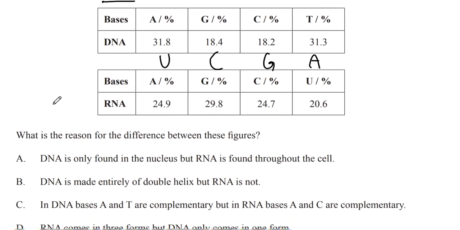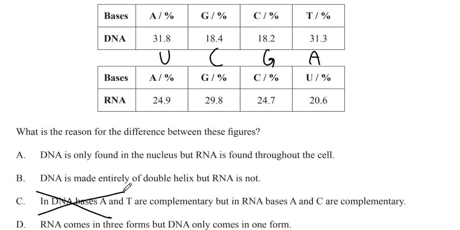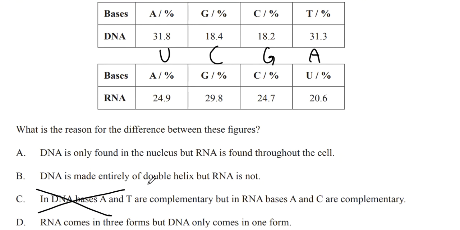So we can already eliminate option C because A and T are complementary, and in RNA, A and U are complementary. DNA is made entirely of a double helix, but RNA is not. Oh well, we'll leave that option for now. DNA is only found in the nucleus, RNA throughout the cell. No, that doesn't really affect why these numbers differ. RNA comes in 3 forms, DNA only comes in 1. Again, that doesn't really show why these figures would differ, but if we look at this option again, DNA is made entirely of a double helix, while RNA is not.